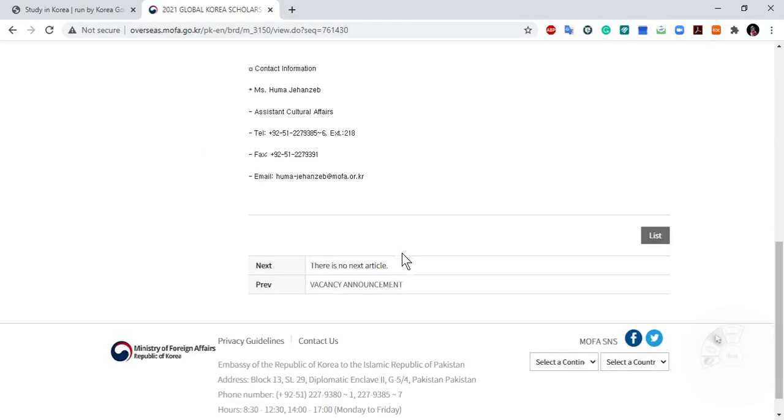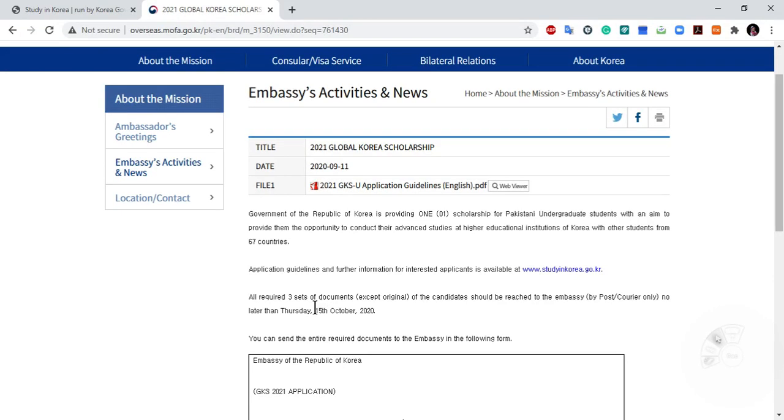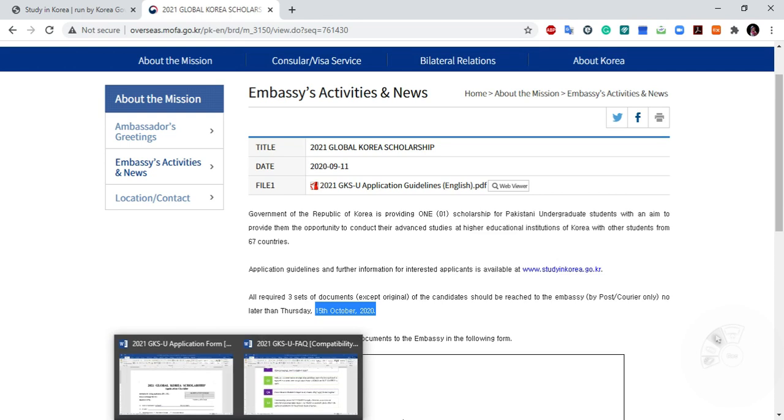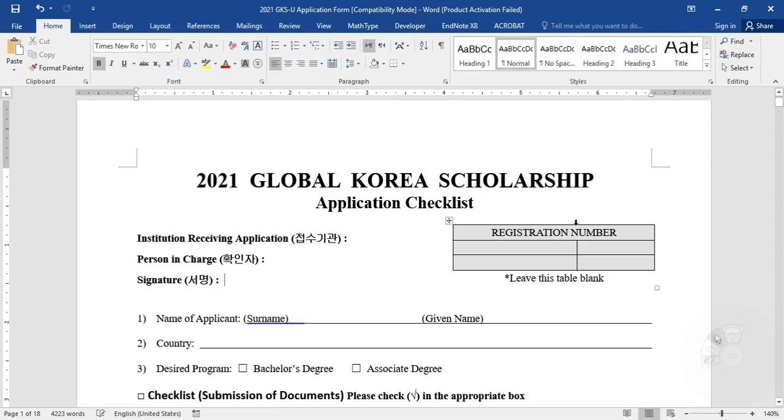You can find the details, the guidelines, and the further deadlines and everything is mentioned here, because the deadline is on the 15th October 2020. So now I already downloaded these forms here, and I'm going to explain to you how you can fill this.